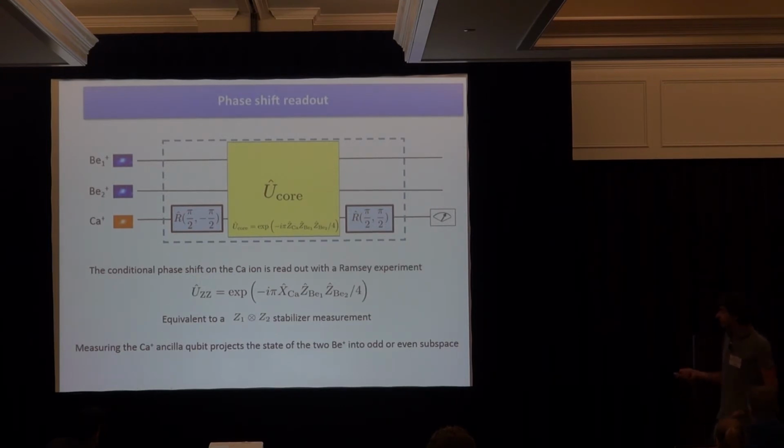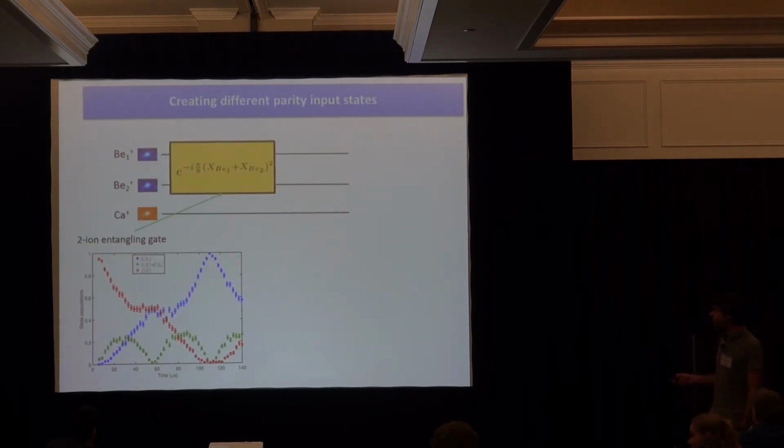Well, the idea is that we need to prepare some known parity states, and we need to check how they look after we apply this operation. So how do we create these parity states? Well, we do something very similar to what we said before. It's again an entangling gate.